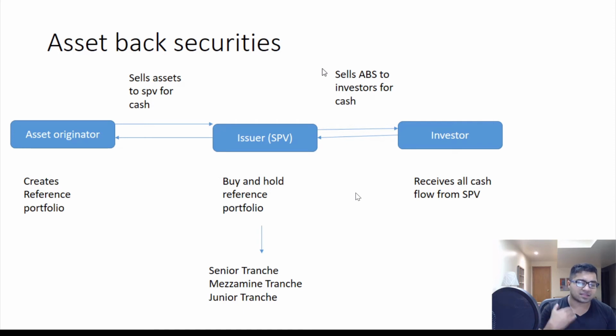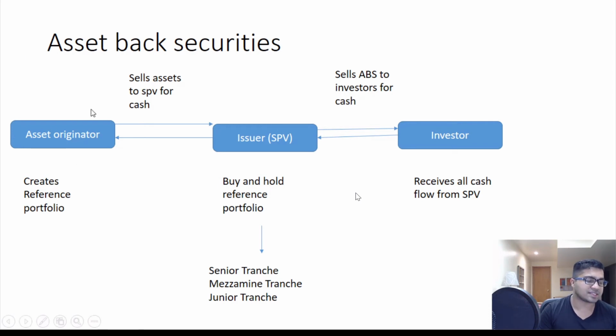So what do banks ideally want? Banks ideally want to remove those loans from the balance sheet and sell them to some other entity. So asset-backed securities give banks a way to remove those loans from their balance sheet and give them to some entity, which then sells them to investors. This entire process is called securitization.